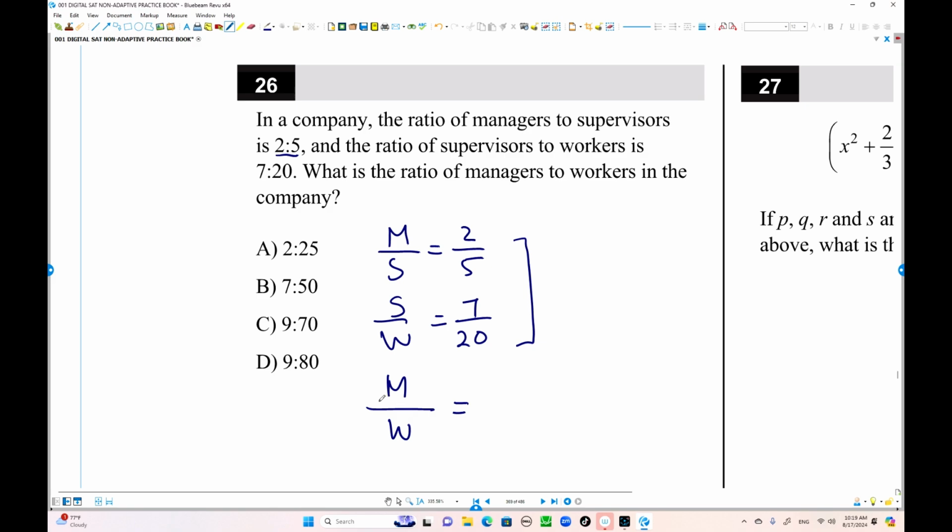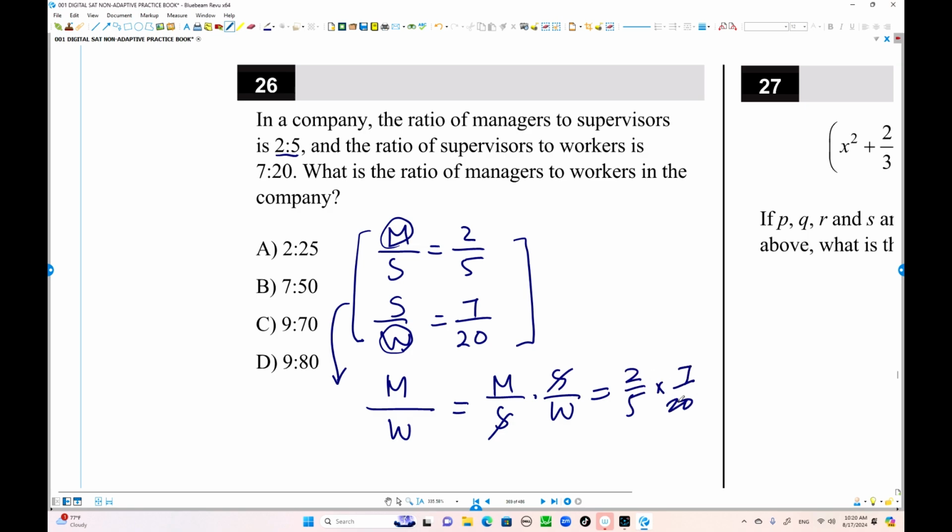How can you find this form from here? M is here, W is down here. When you multiply these two, M over S times S over W, S is canceled out, and you get M over W, right? Okay, multiply these two. 2 over 5 times 7 over 20. So 7/50, right? That's the ratio. So 7/50 is the answer.